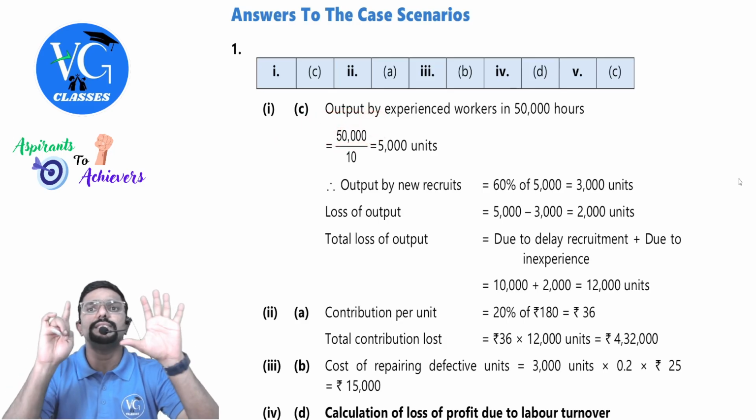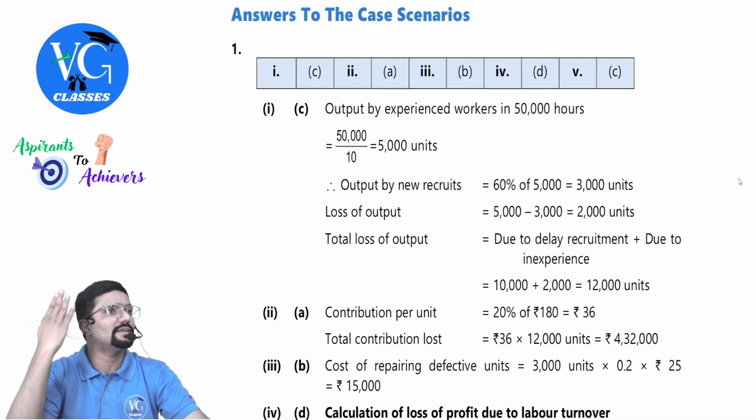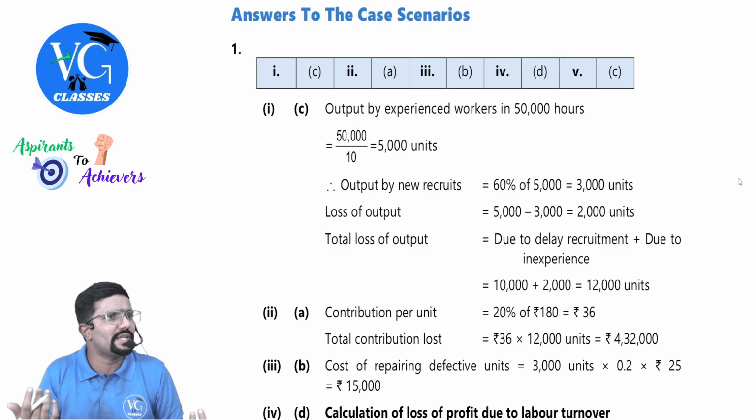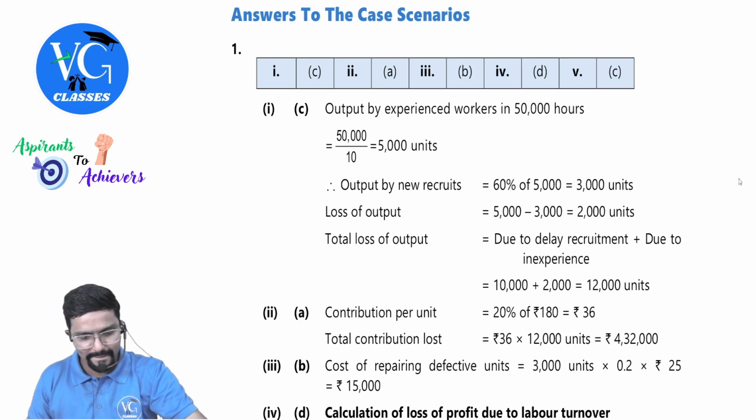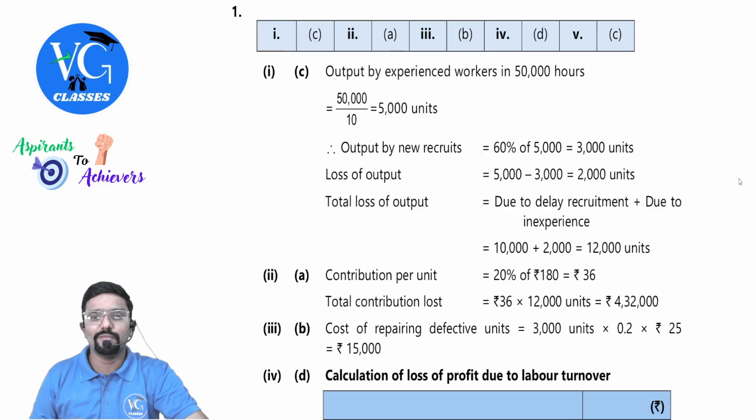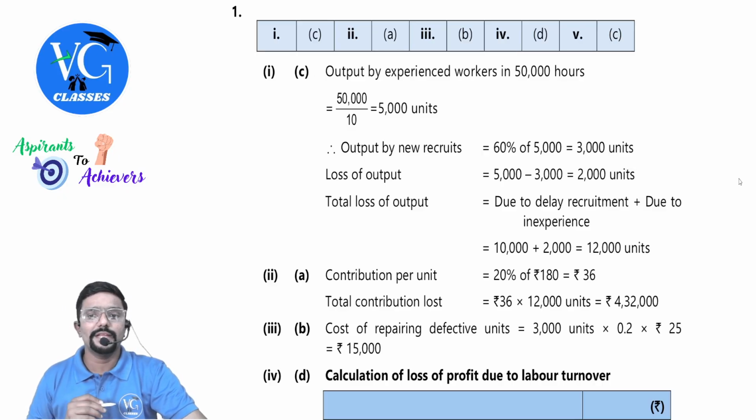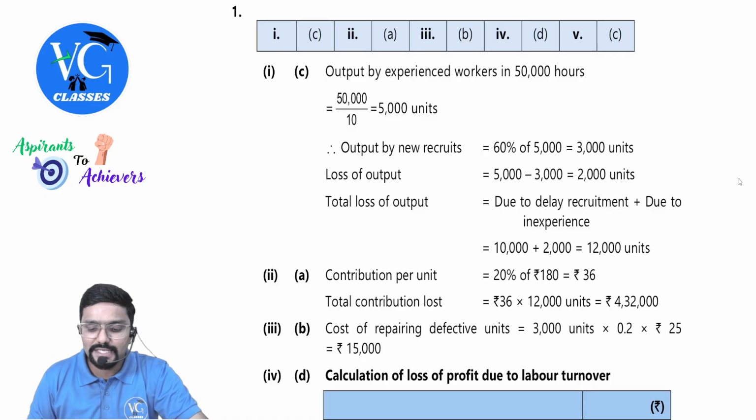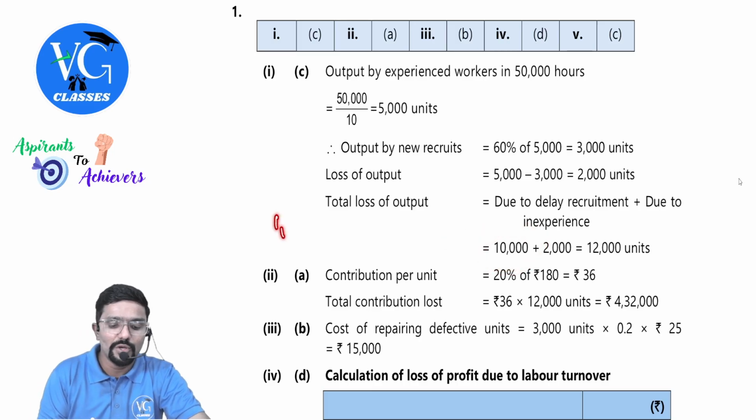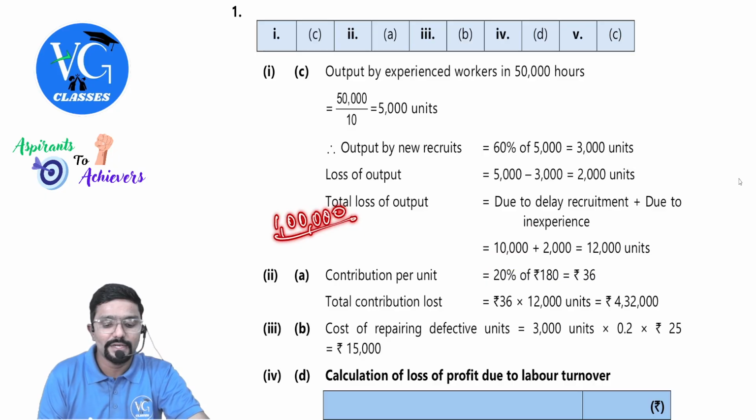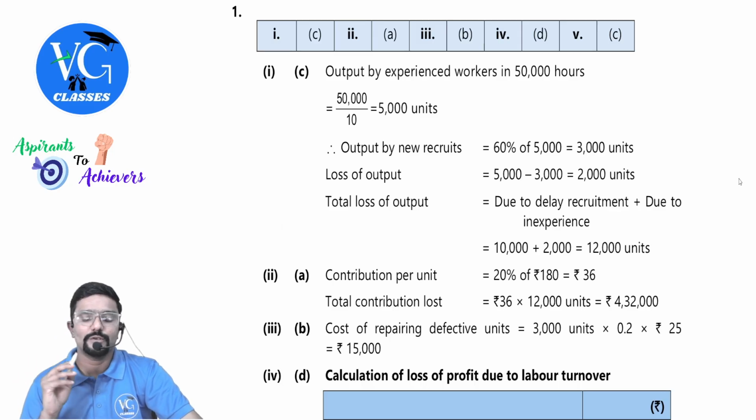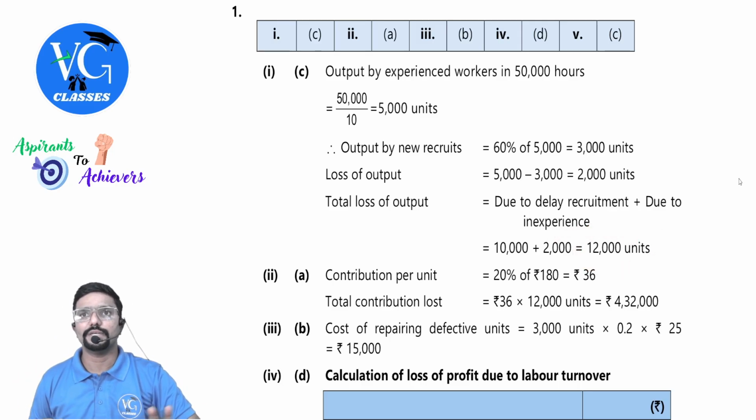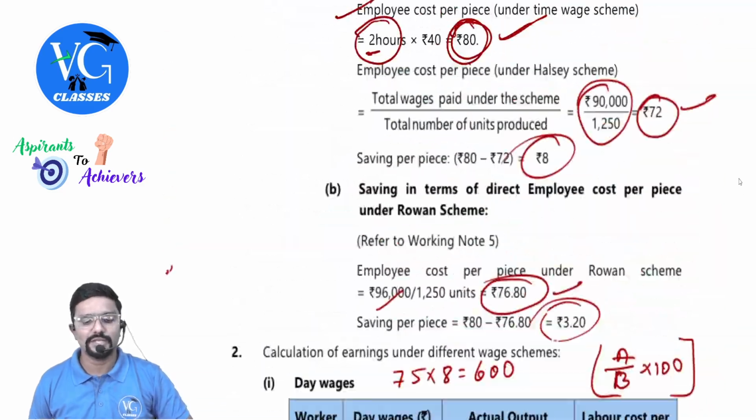During the training period they work for 50,000 hours, but productivity is only 60%. Remaining 40% gone. In that 40%, if they were productive, they would have produced 2,000 units. But have they produced? No, sir. Okay. Total loss of output will be how much? Due to delay in recruitment plus due to inexperience. Guys, this 10,000, how did we get it? It is not shown, but you can show: 1 lakh is the potential labor hours lost, divided by 10 hours. So totally it comes to 12,000 units. Hope you understood. I will show you.